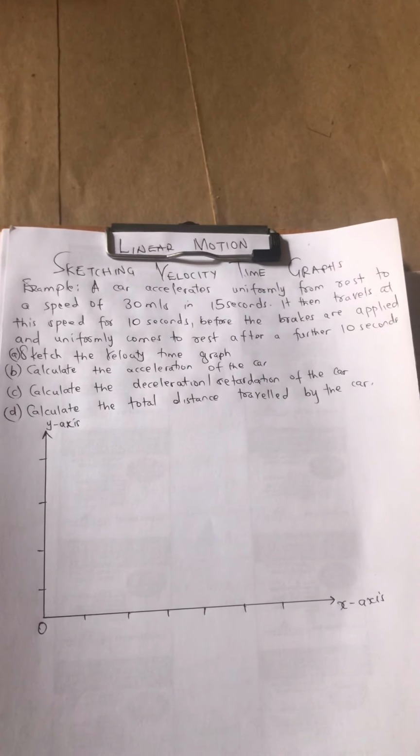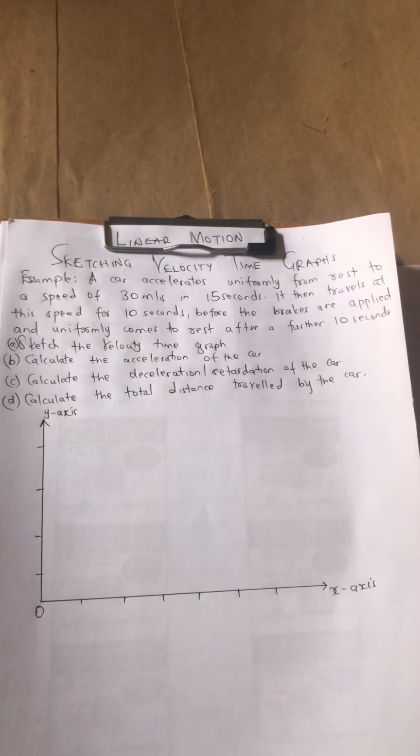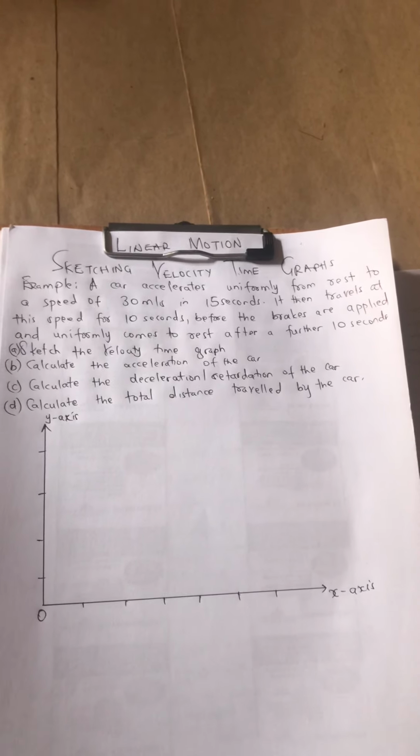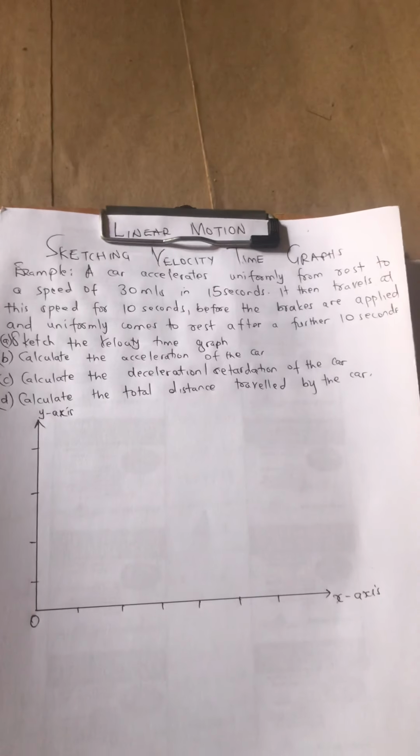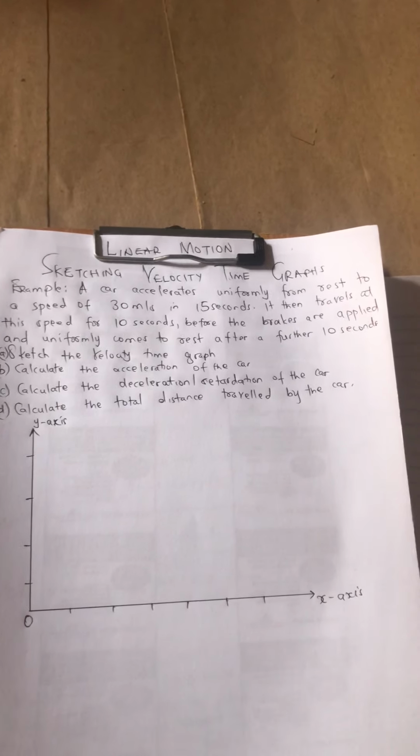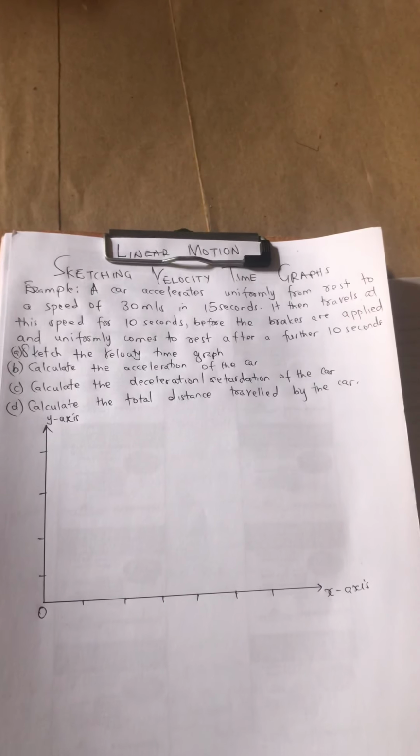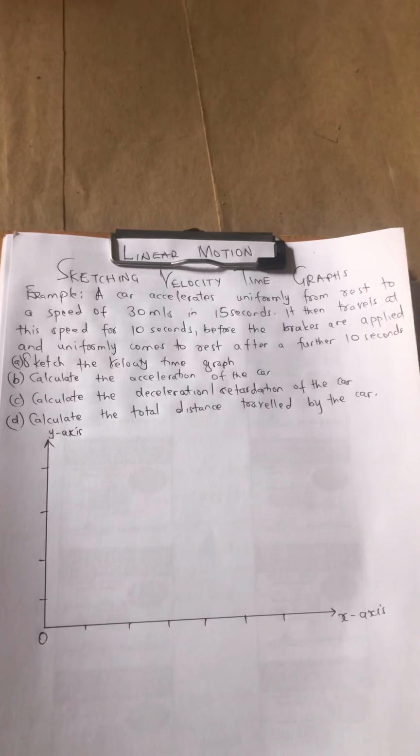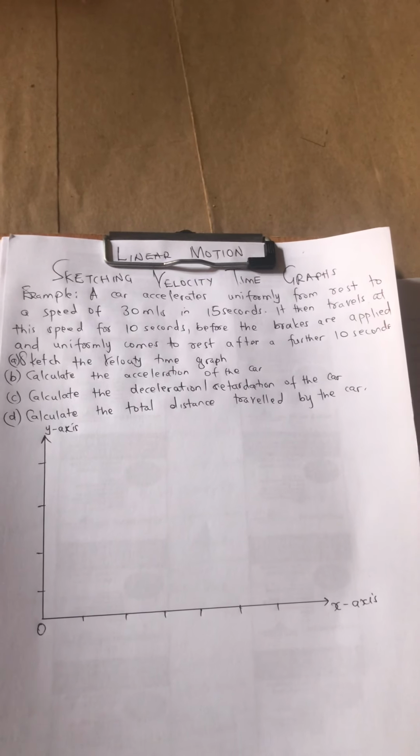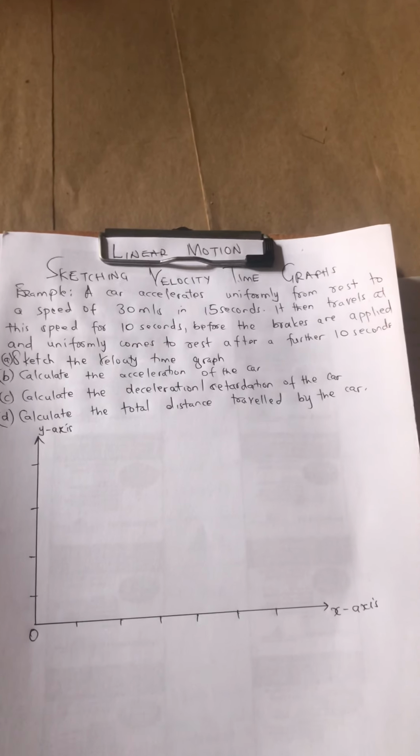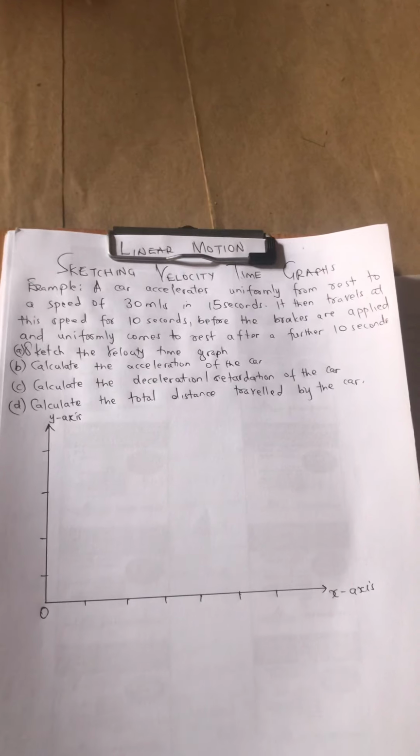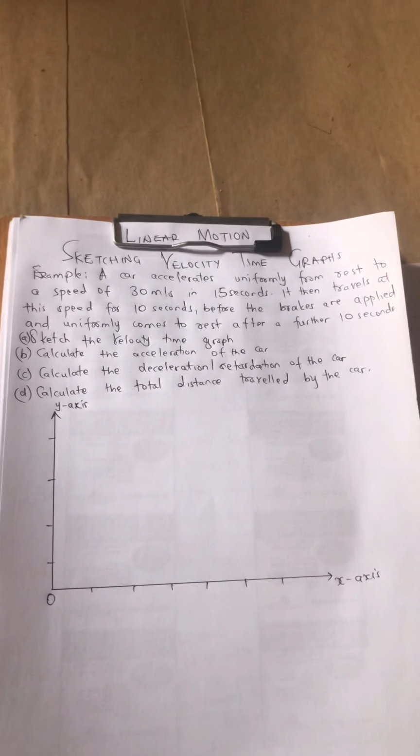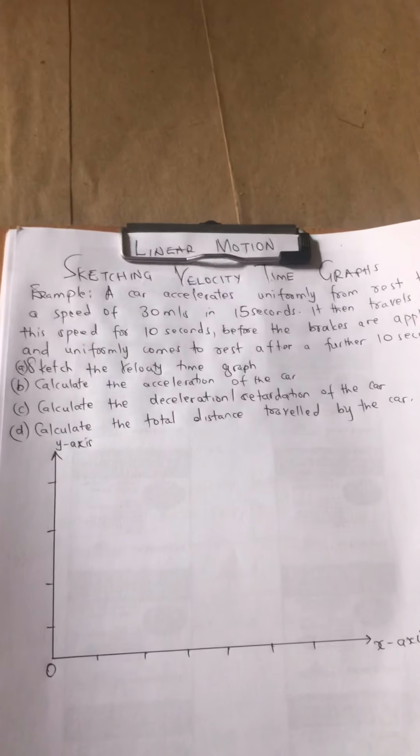Example inasema a car accelerates uniformly from rest to a speed of 30 meters per second in 15 seconds. It then travels at this speed for 10 seconds before the brakes are applied and uniformly comes to rest after a further 10 seconds. Unaambiwa sketch the velocity time graph. Nataka kwanza to sketch the velocity time graph and then we see what happens.